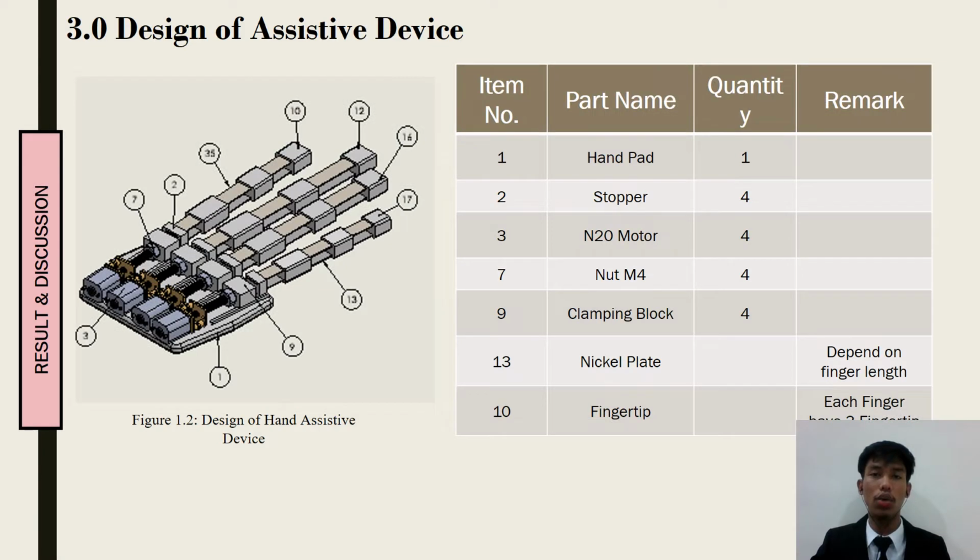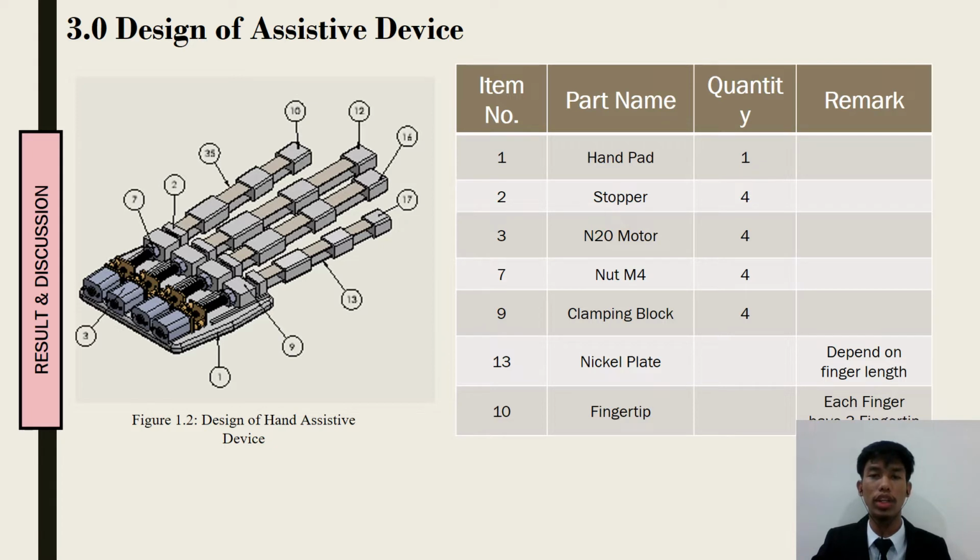The figure shows the final design of the hand assistive device that is designed in SolidWorks software. The table on the right side shows the bill of materials for all components involved in this design. The function of each component can be clearly seen once we understand the mechanism of the assistive device.